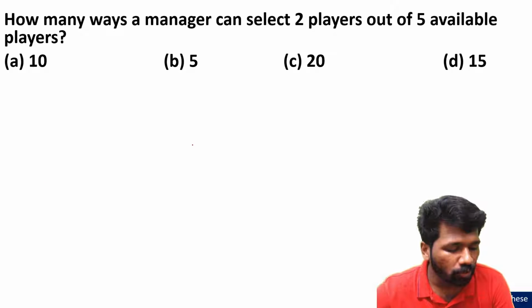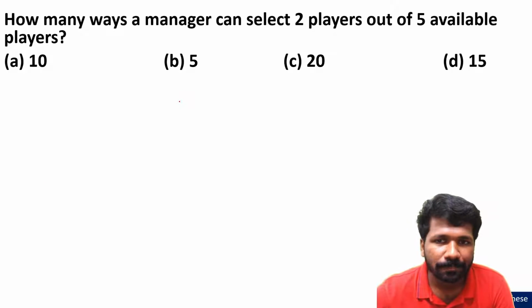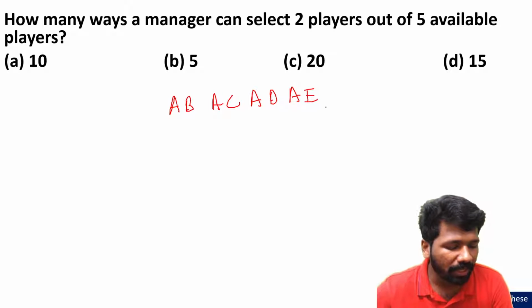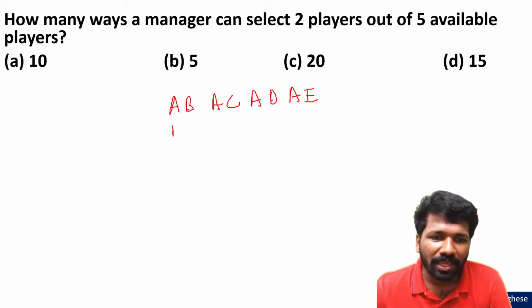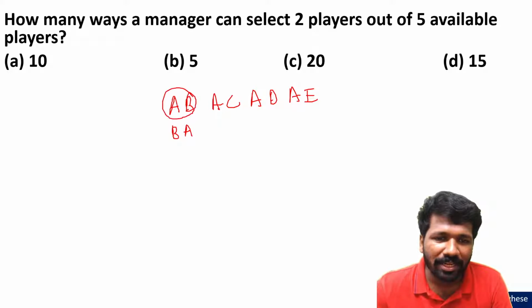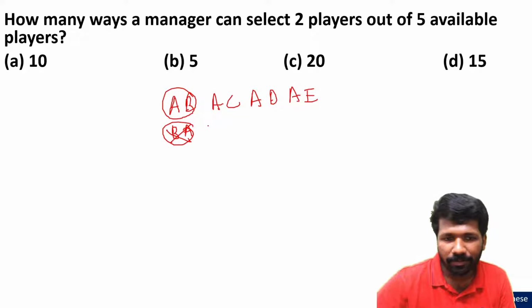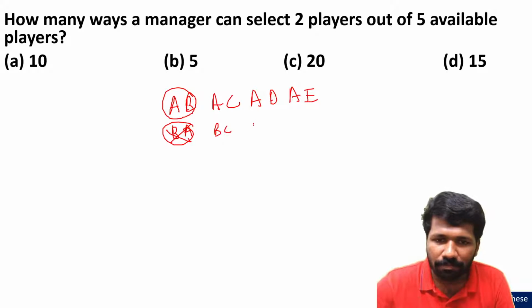So selecting 2 players out of 5 players means if I choose A as one player, B can be another player, A as one player, C can be another player, A as one player, D can be another player, A as one player, E can be another player. Now B as one player, don't write A as another player because AB selection, BA selection are the same itself. Are you all understanding? But you can write BC, BD, BE.